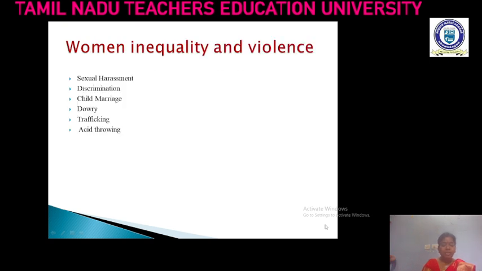Violence against women is caused by gender inequality, including unequal power relations between women and men. There are many women inequalities and violence existing in the society. They are sexual harassment, discrimination, child marriage, dowry, trafficking, and acid throwing.